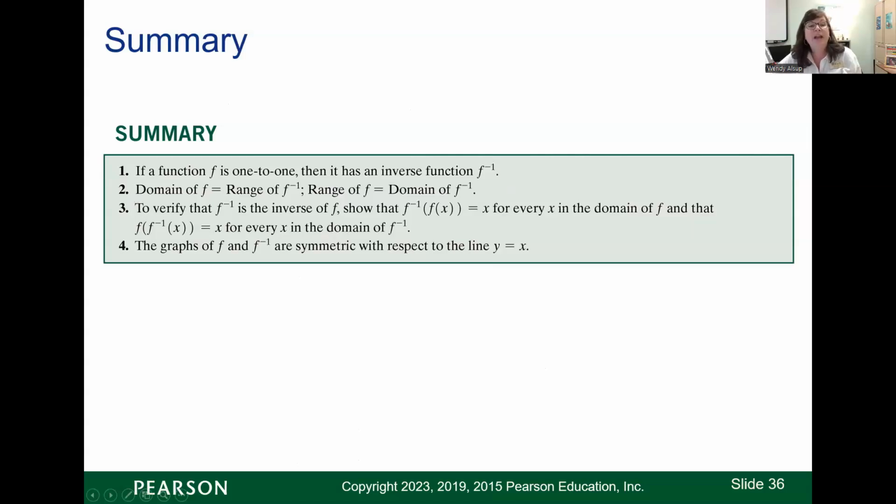So basically, if a function is one to one, then it can have an inverse. The domain of the original will be the range of the inverse. The range of the original will be the domain of the inverse. To verify that they are inverses, you plug one function into the other, and if you get x out, then it is a true inverse. And the graphs of the inverses will be symmetric with respect to the line y equals x.